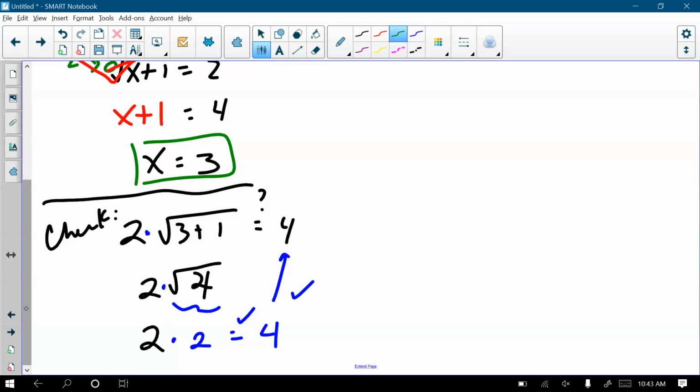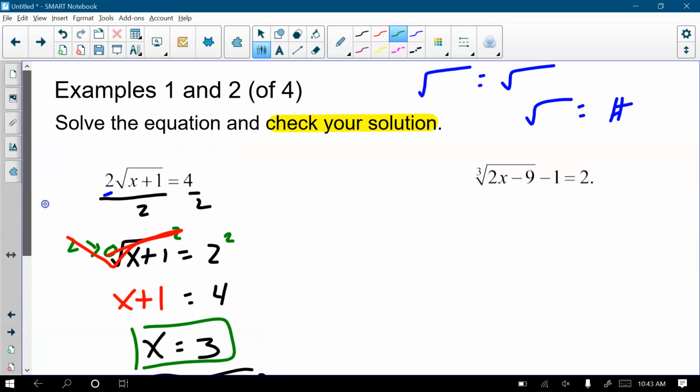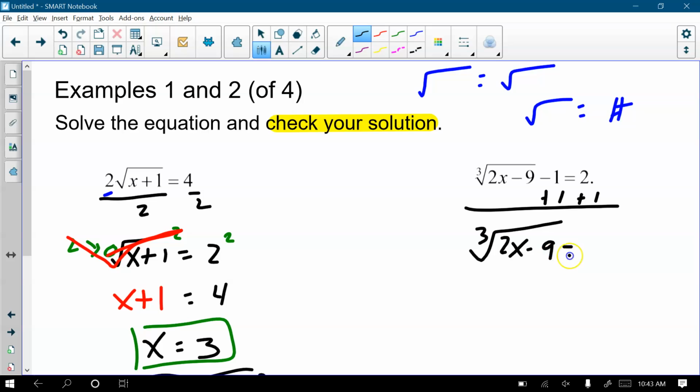Now we're going to go into the next problem. Again, we want a root equal to a root, or a root equal to a number. Once we have that, we can lift both sides to the power that we need. So here, I have a root minus a number equals a number, but I don't want that. I really want a root equal to a number. So I'm going to add 1, just to get that cubed root by itself. Now I'm left with the cube root of 2x minus 9 equals 3.